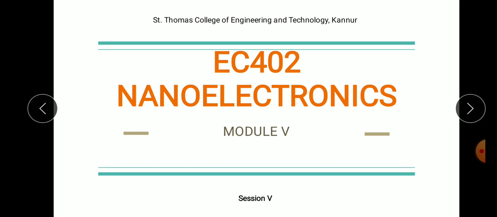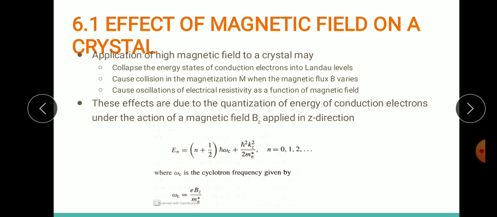So this session deals with the behavior of crystals under the effect of a magnetic field. Well, when I say crystal, I am talking about three-dimensional nanostructures. So crystals are basically three-dimensional nanostructures. Now, as we apply high magnetic field to a crystal, or say to any three-dimensional nanostructures, various effects happen to that crystal. The crystal may collapse its energy states of the conduction electrons into Landau levels.